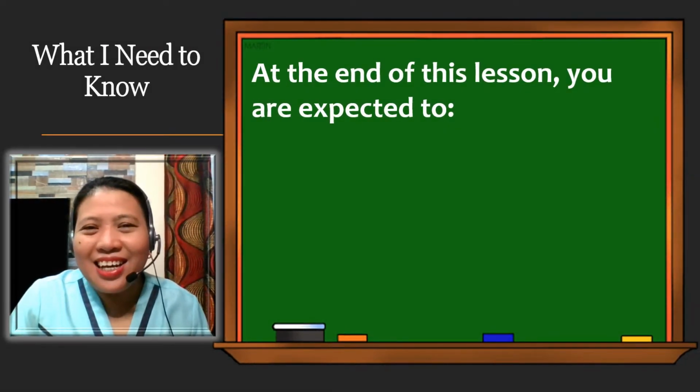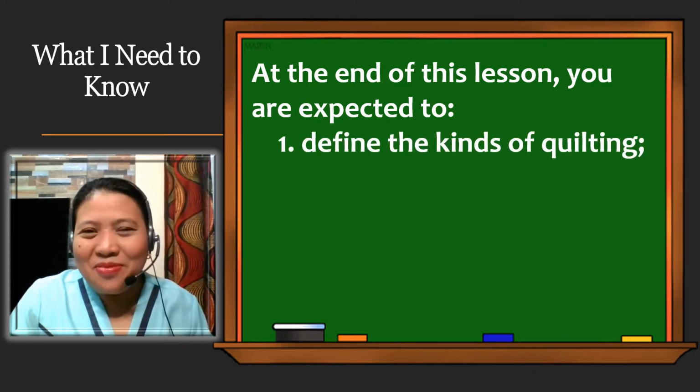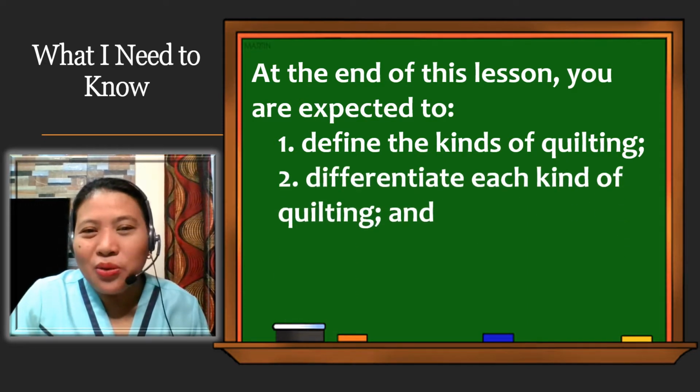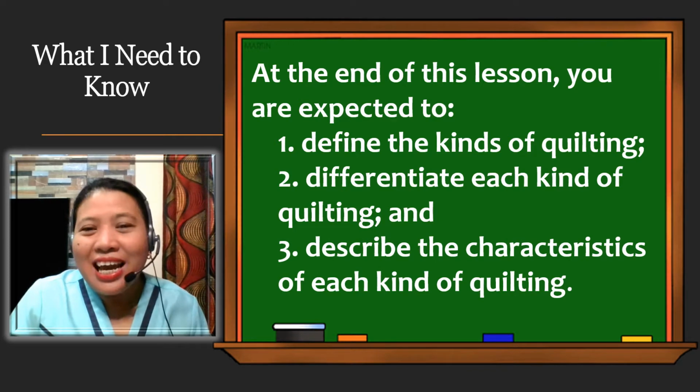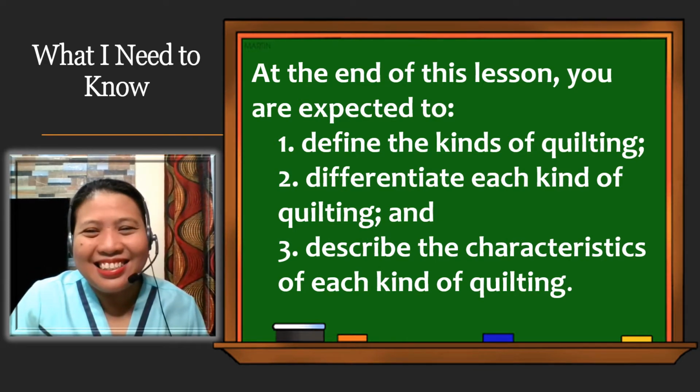At the end of this lesson, you are expected to: number 1, define the kinds of quilting; number 2, differentiate each kind of quilting; and number 3, describe the characteristics of each kind of quilting.